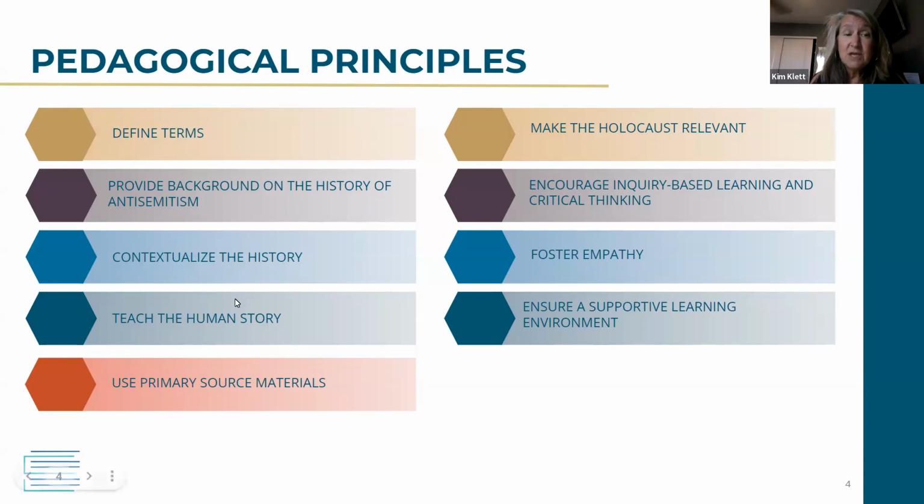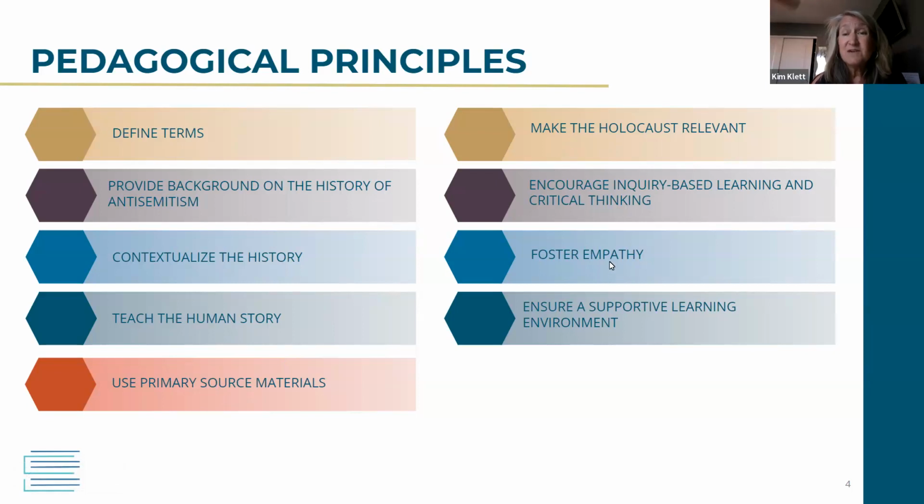We want to teach the human story, this 4th point, and we do that with those visual history testimonies. We're going to watch a few of them today, and you'll see what I mean. It's not just numbers, right? We want to use primary source materials. Again, every lesson that Echoes and Reflections has includes primary source materials. We want to try to make the Holocaust relevant. I know sometimes that's difficult, so I'll make a few points as I'm going today to help you do that. We want to encourage inquiry-based learning and critical thinking. Again, all of our lessons are built that way.